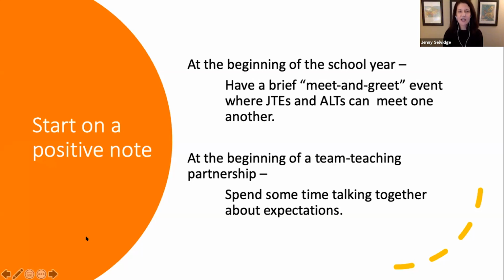And then at the beginning of a team teaching partnership, as I know, ALTs move around to different teachers. Before you start working together, maybe it's the middle of the year and you have a new ALT working with you, spend more time than just 2 minutes before you go to class. Spend some time talking together about expectations, about what you need from each other, especially what the JTE needs from the ALT. And then the ALT can share what they could bring to the class.